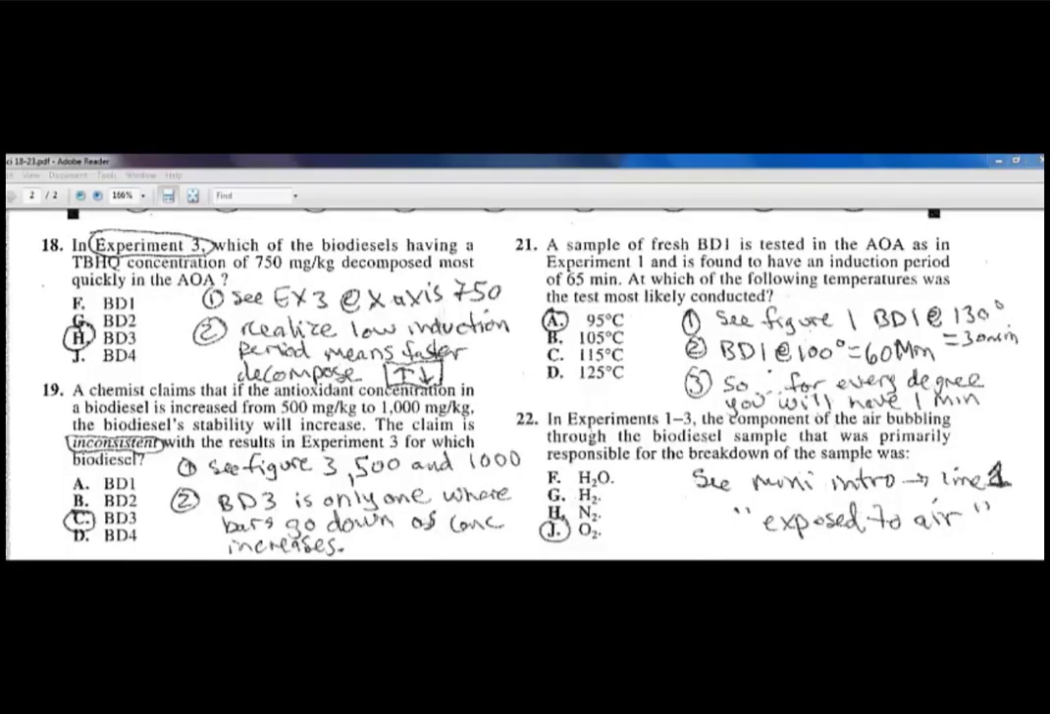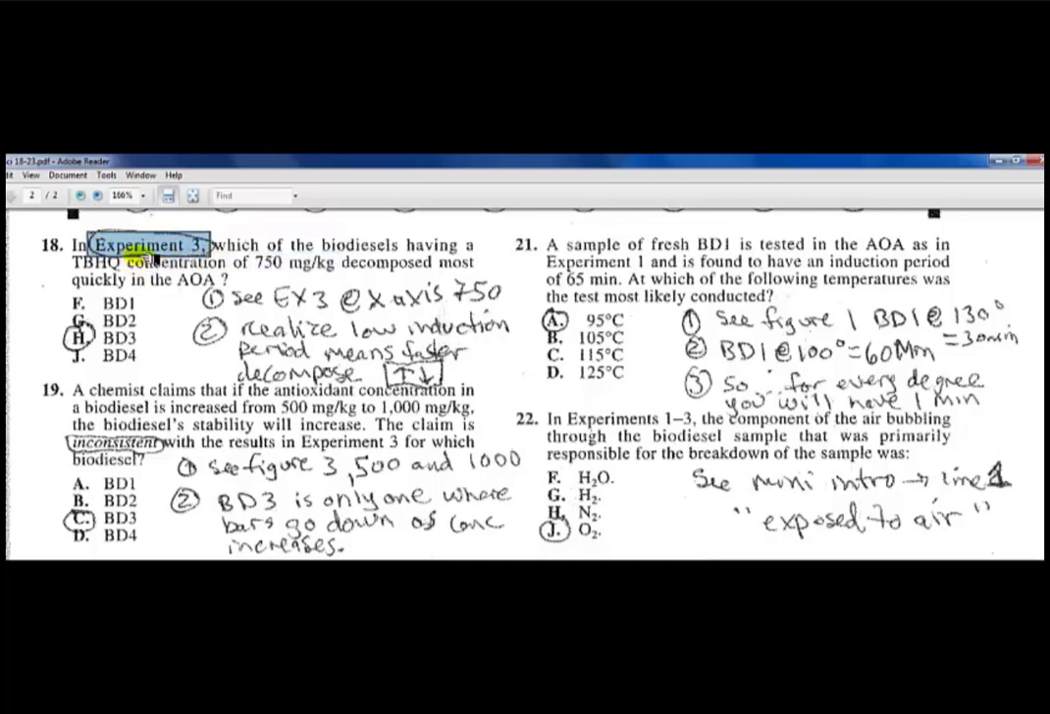Test 68C, Science, Practice Problem number 18. Number 18 reads, in experiment 3, which of the biodiesels has a TBHQ concentration of 750 milligrams per kilogram decomposed most quickly in the AOA? First thing you want to do here is don't get confused. It's merely just going and taking a look at these experiments and putting the numbers in place.